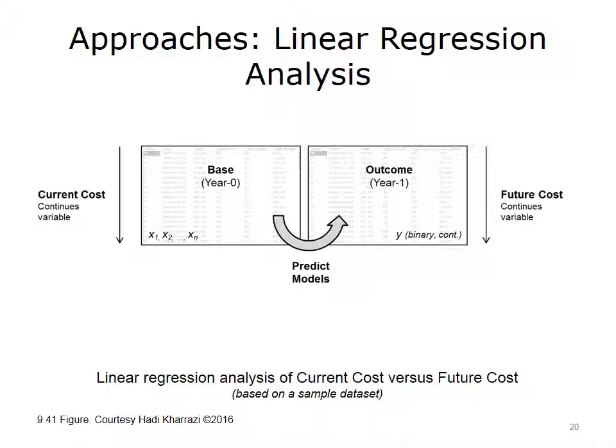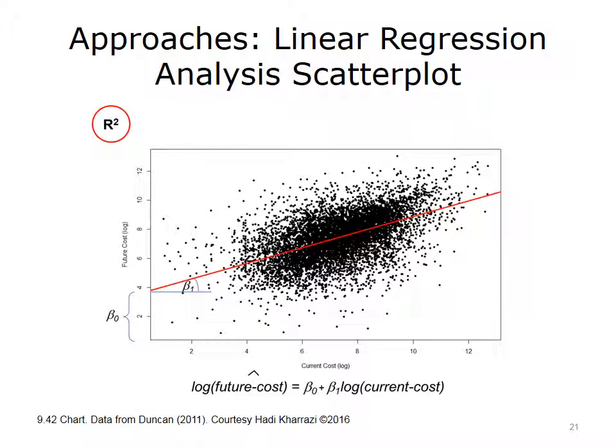Remember that both of these costs are continuous variables, and log transformations make them somewhat normally distributed. Thus, a linear regression can be the model of choice to explore the effect of current cost on future cost. This scatterplot shows the relationship of current cost of a selected population against the future cost of the same population. These cost variables are already log transformed.